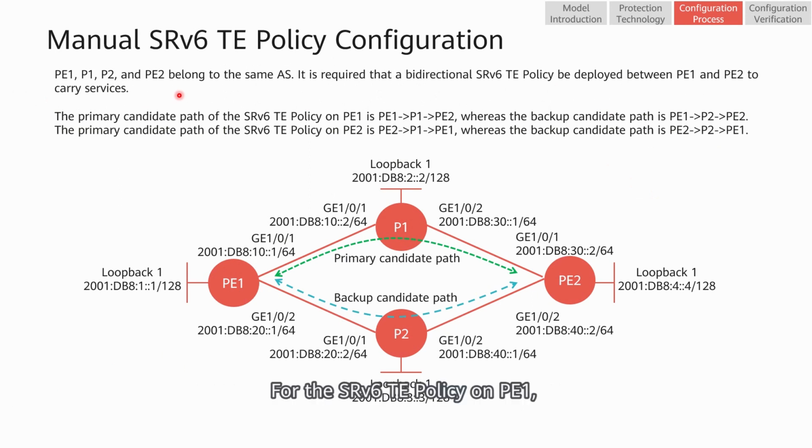For the SRv6 TE policy on P1, the primary candidate path is shown in green and the backup is shown in blue. These 2 paths form a protection group. The configurations on P2 are similar to those on P1. Now let's see how to configure an SRv6 TE policy.